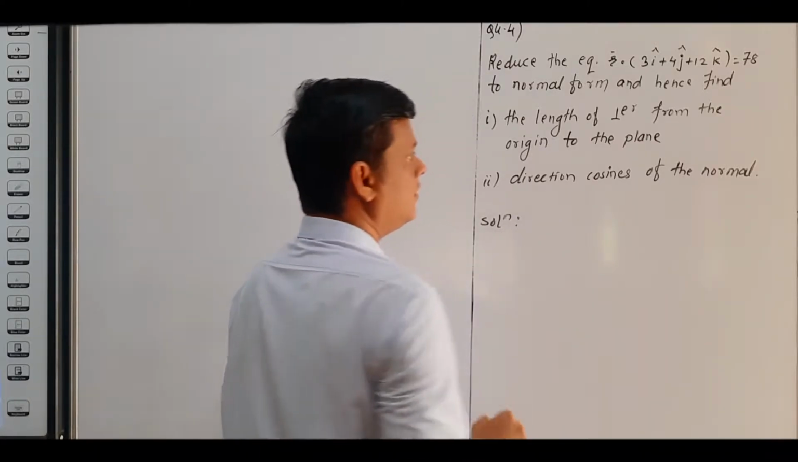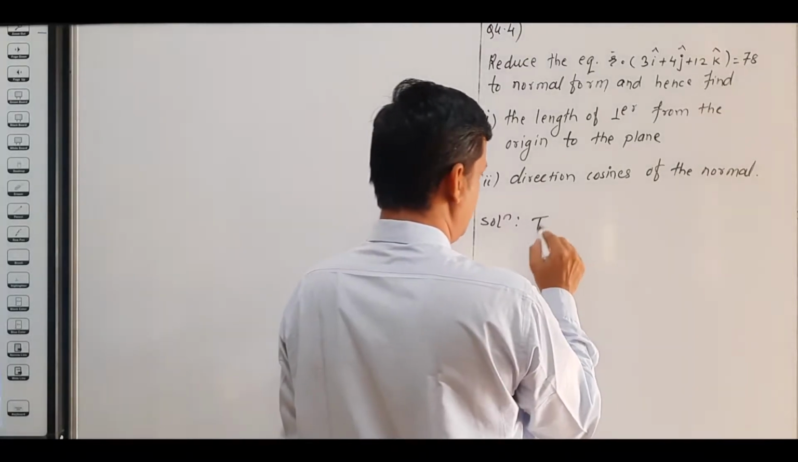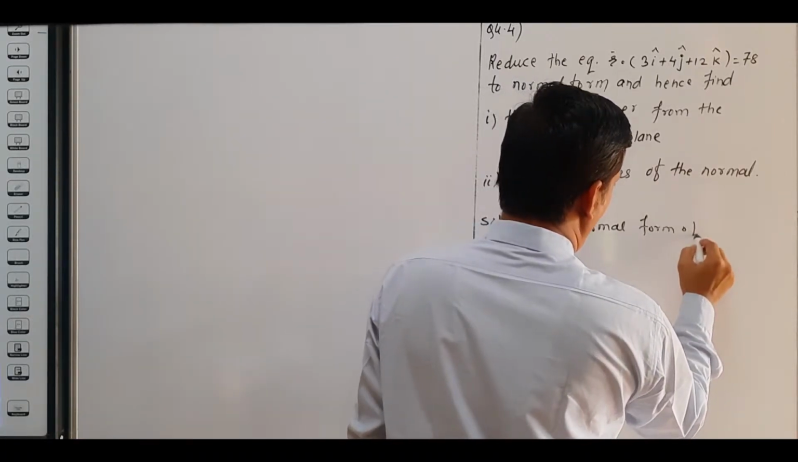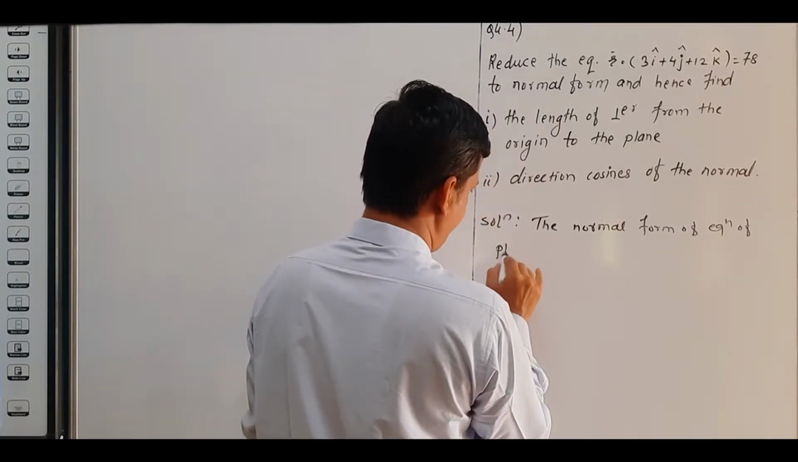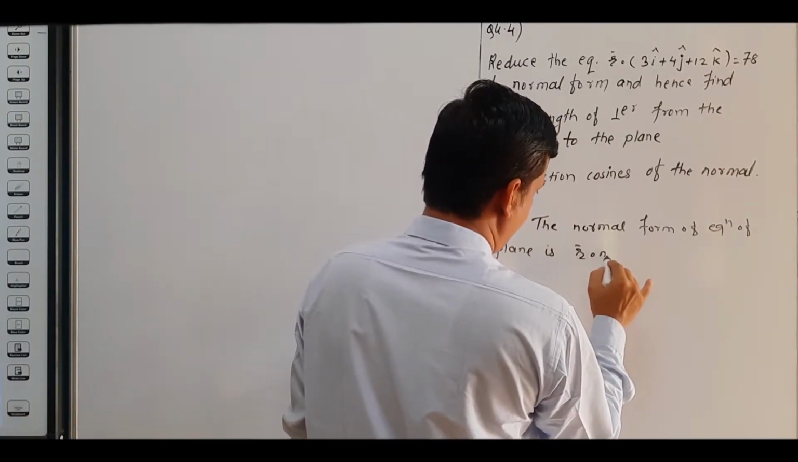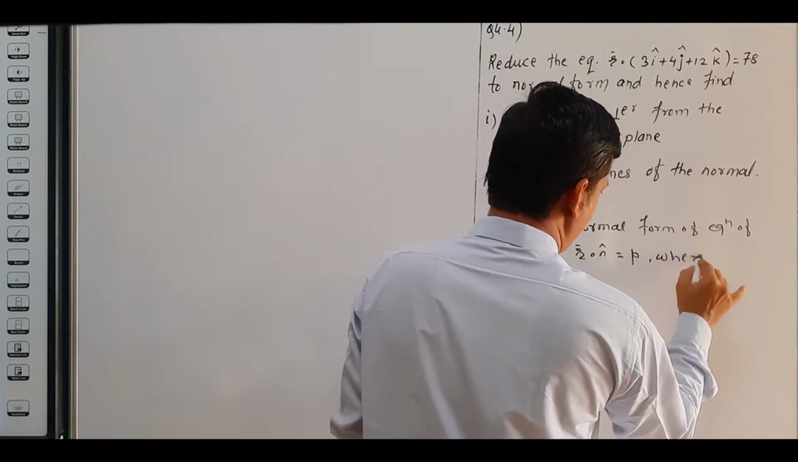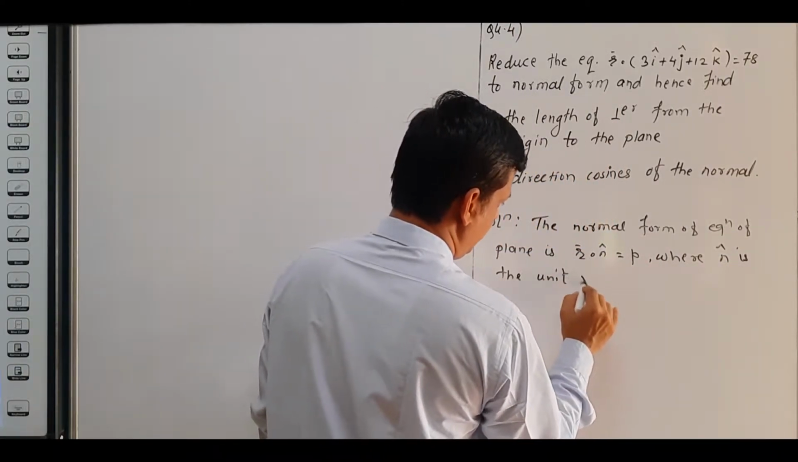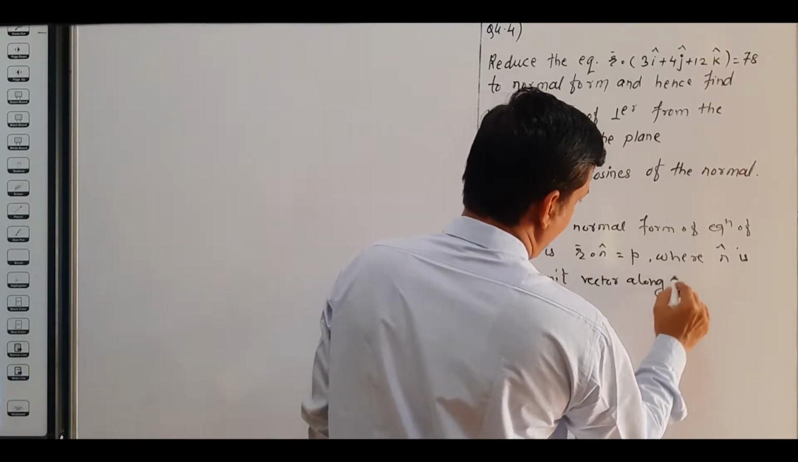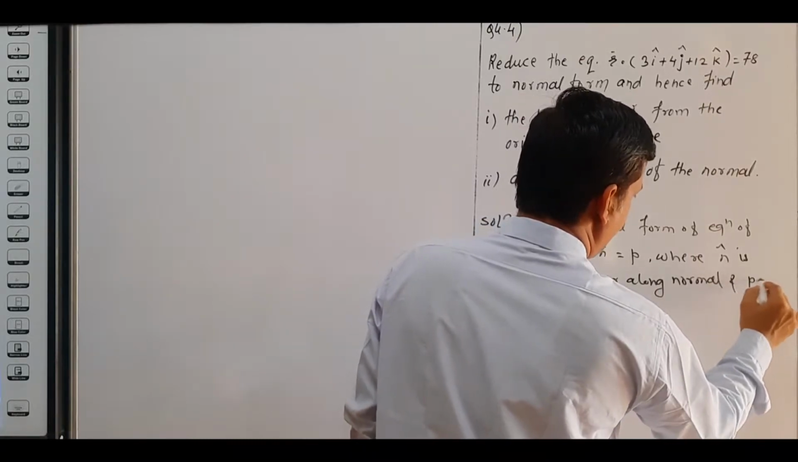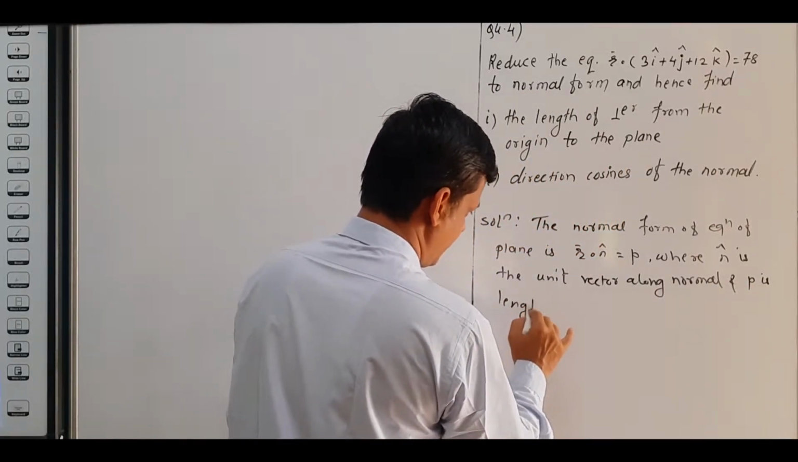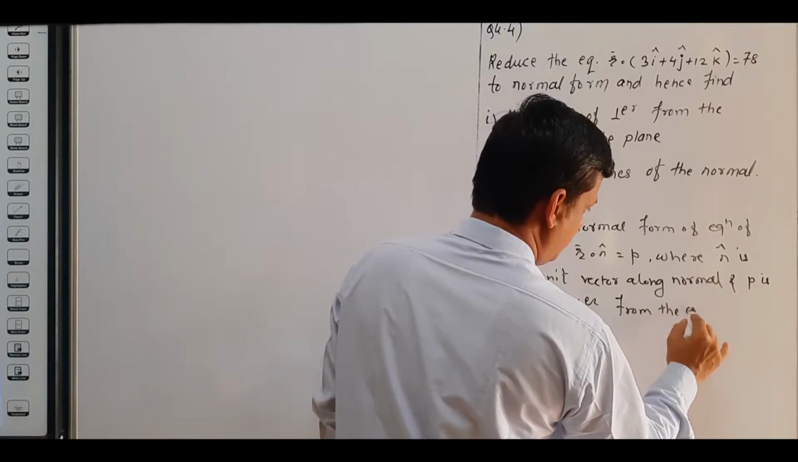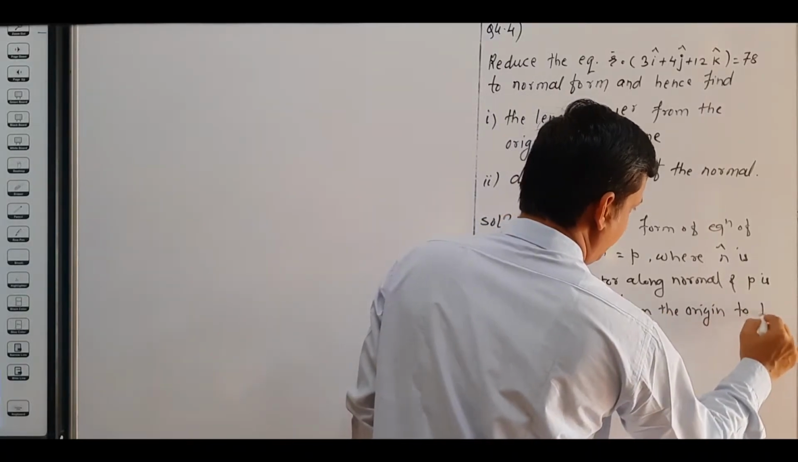So in solution, we know that the normal form of equation of plane is r bar dot n cap is equal to p, where n cap is the unit vector along normal, and p is the length of perpendicular from the origin to the plane.